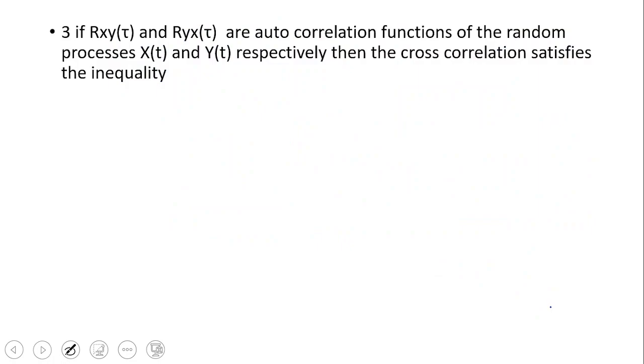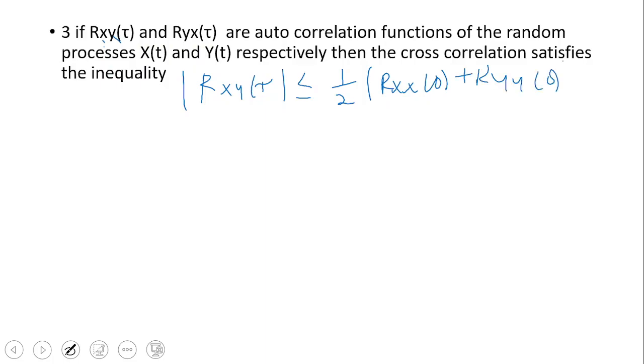Coming to the third property, Rxx and Ryy are the autocorrelation functions of the random processes x of t and y of t respectively. Then the cross correlation function satisfies the inequality modulus of Rxy of tau is less than or equal to half of Rxx of 0 plus Ryy of 0.